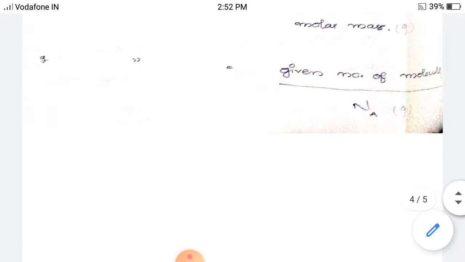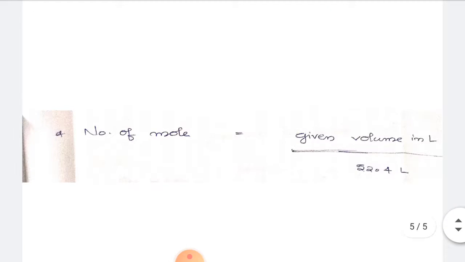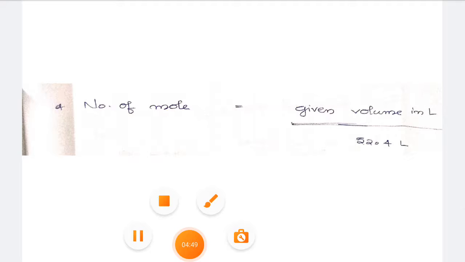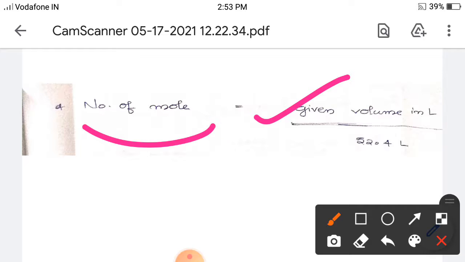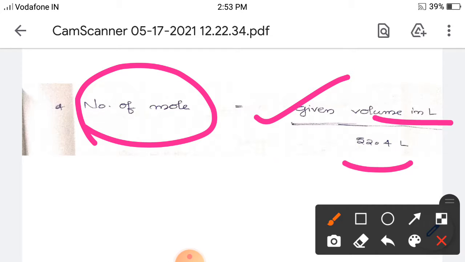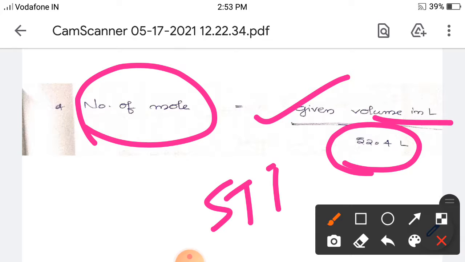It's a very important equation. Now the last equation for the number of moles is this. If you are given the volume in liter, then you can calculate using this formula: number of moles equals given volume in liter by 22.4 liter. What is the 22.4 liter? That is the volume of 1 mole of a gas at STP. This is the third equation.